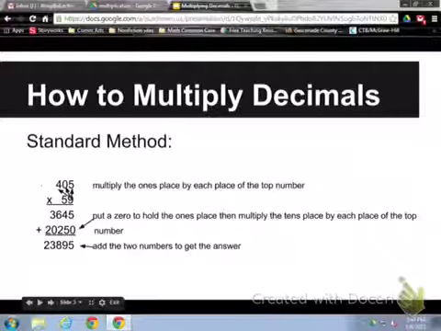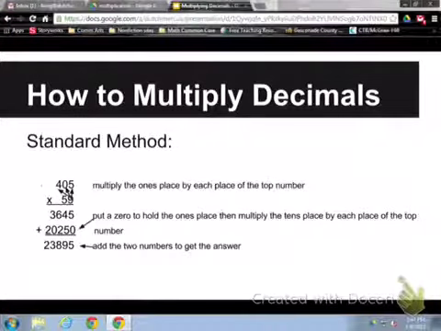So, how do we multiply? We're going to talk about the two different methods. The first one is standard method, and in the standard method, you multiply the ones place by each place on the top. So we would start with 9 times 5, 9 times 0, and 9 times 4. And we would put our answers here.